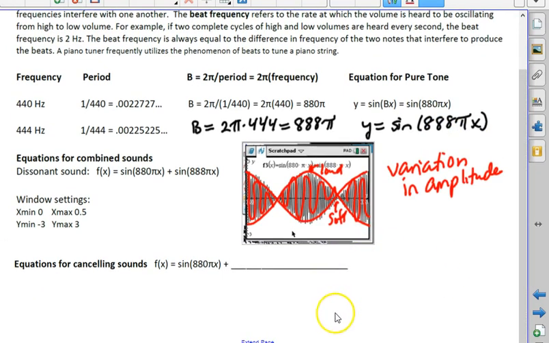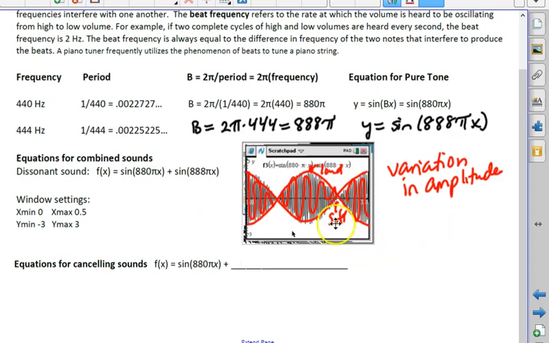Now, one other thing that's kind of interesting with sound waves is you may have heard of noise-canceling headphones. In noise-canceling headphones, you put on the headphones and it's just completely silent. So how do they work? Let's think about what we could add to the 440 hertz sound. What equation could we add to this first equation, sine of 880 pi x, so that the amplitude would end up being exactly 0? What would cancel out the sine wave completely?